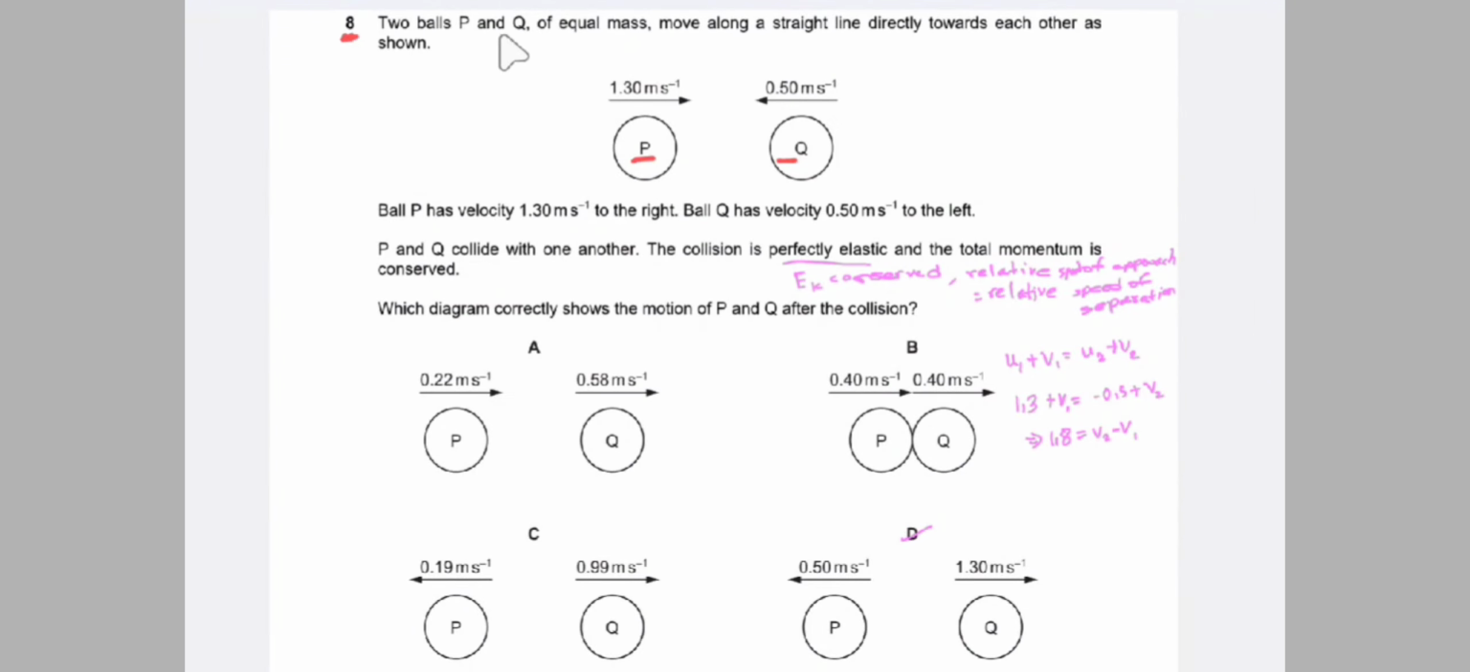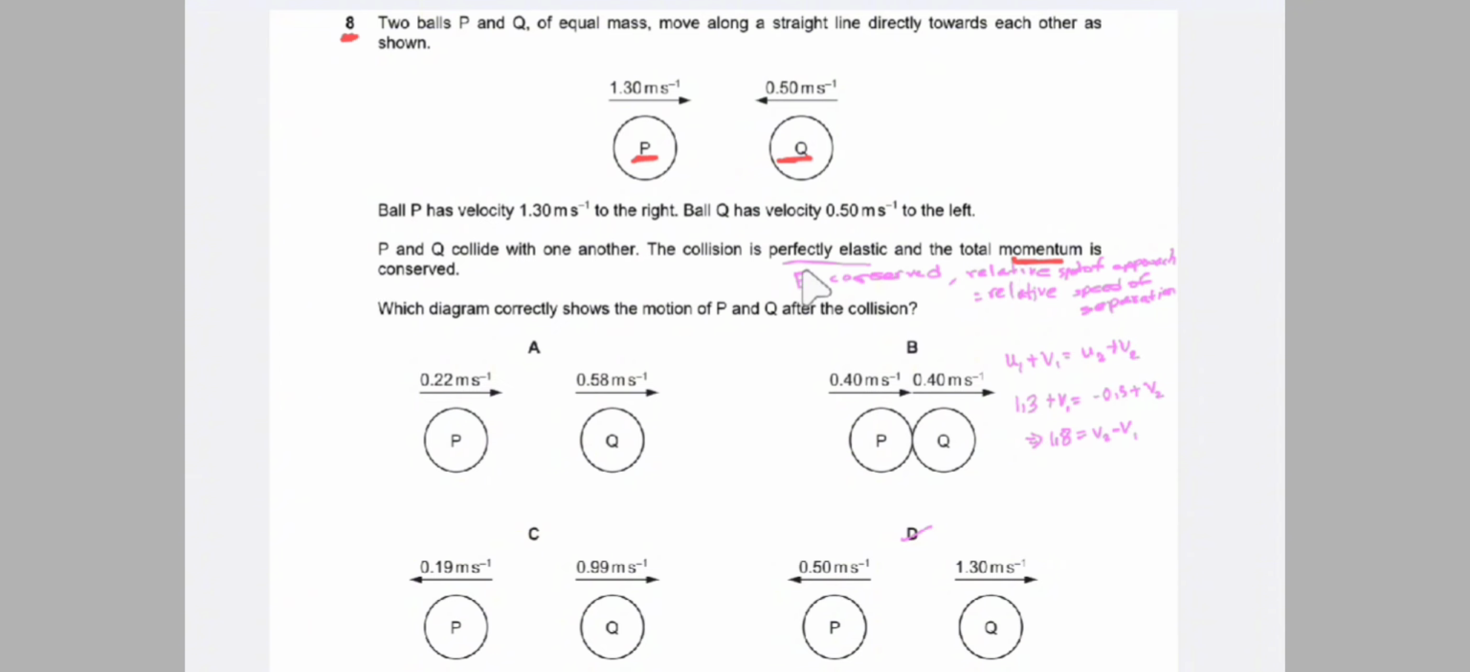Number 8. Two balls P and Q of equal mass move along a straight line directly towards each other as shown. Ball P has a velocity of 1.3 meter per second to the right, and ball Q has a velocity of 0.5 meter per second to the left. P and Q collide with one another. The collision is perfectly elastic and the total momentum is conserved.